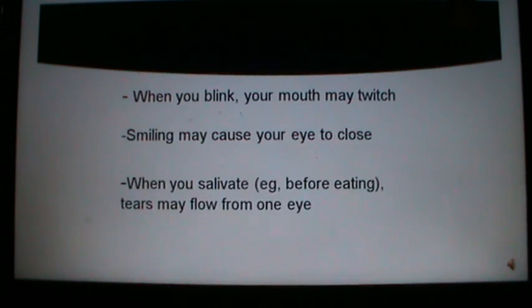Other signs and symptoms are, when you blink, your mouth may twitch. Smiling may cause your eye to close. When you salivate, for example, before eating, tears may flow from one eye.